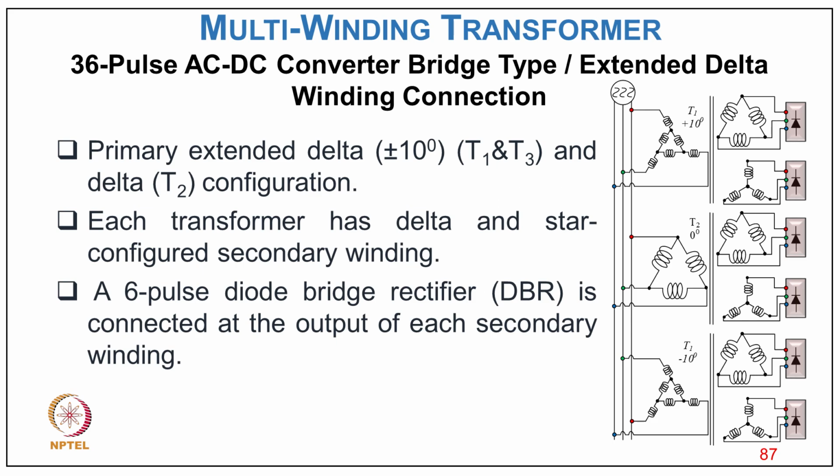So now this is another transformer, with a 36 pulse converter. As you can see, the phase shift is provided here for the different 6 pulse rectifiers: primary extended delta of plus minus 10 degree for T1 and T3, and each transformer has a delta and star configuration secondary winding, and a 6 pulse diode bridge rectifier is connected at the output of each secondary winding.